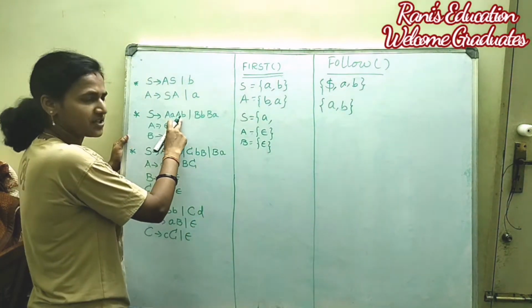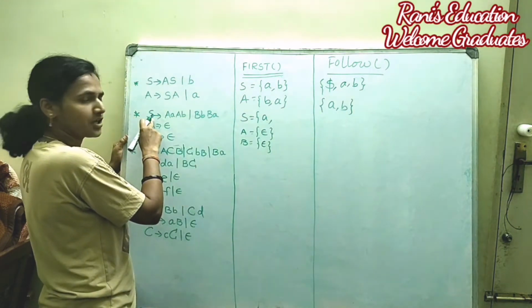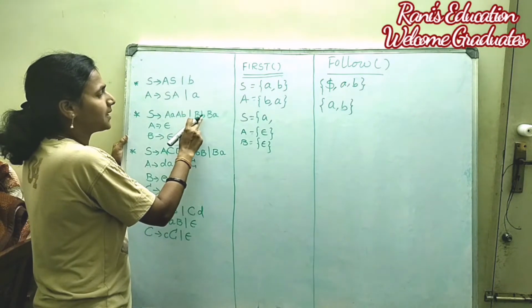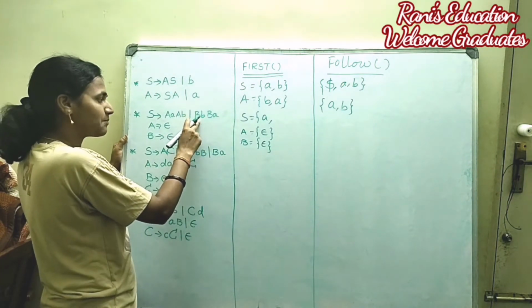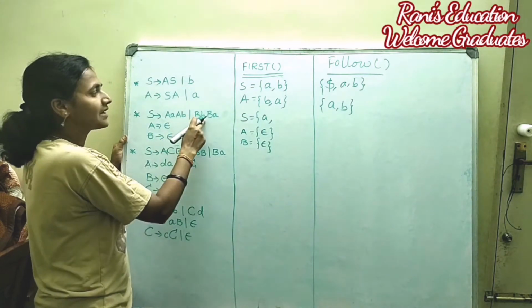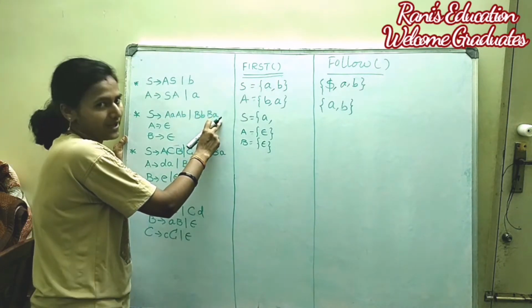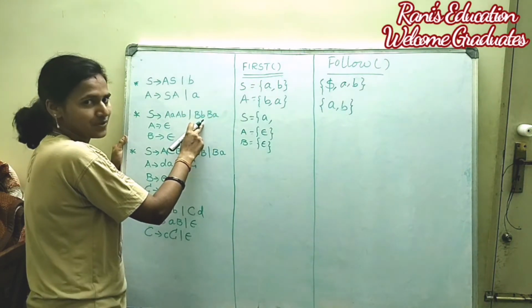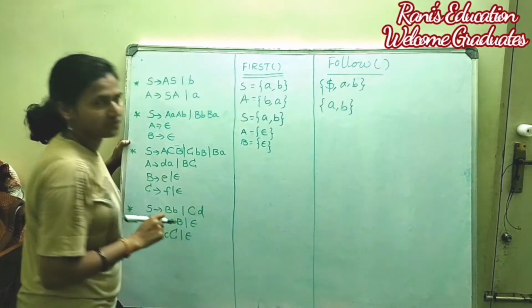With respect to the first production, we got the terminal a. Now move on to the second production of the non-terminal S: S → B b B a. Here B is a non-terminal; you just need to replace it by its corresponding production, that is epsilon. We will get the production as S → b B a. That is, the RHS starts with a terminal, right? So that becomes the terminal for first of S.